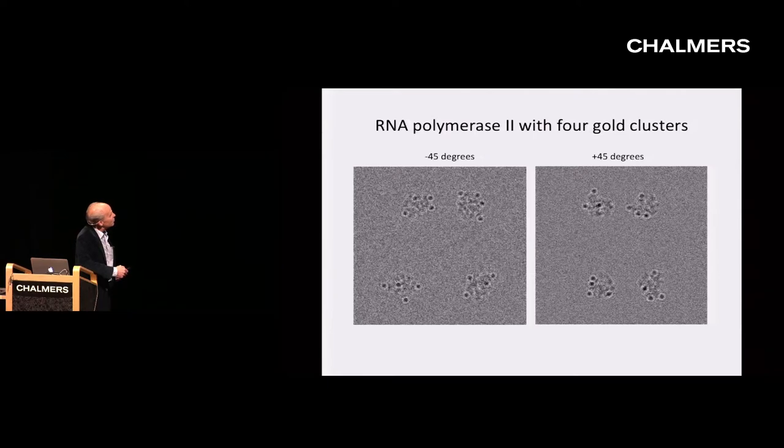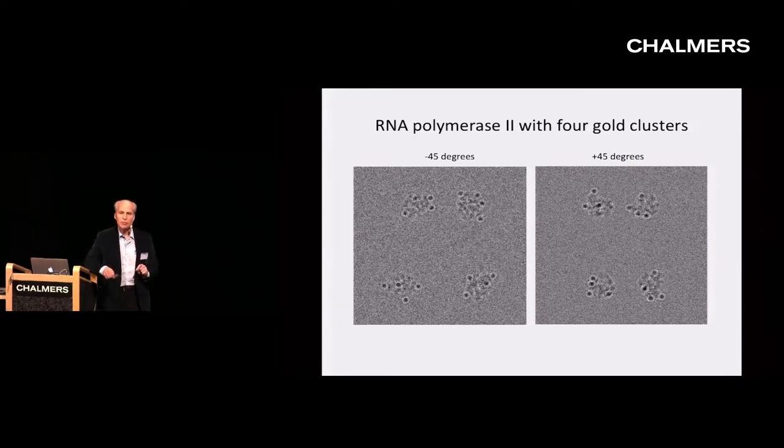Here you see two views of the same particles, and the point is to make clear that the arrangement of gold particles in these same complexes can clearly be used to determine their relative orientations, thus to align and to average images for the purpose of electron microscope structure determination.